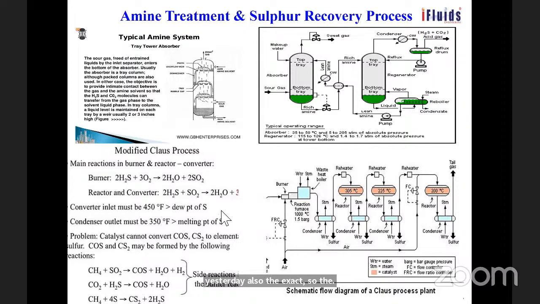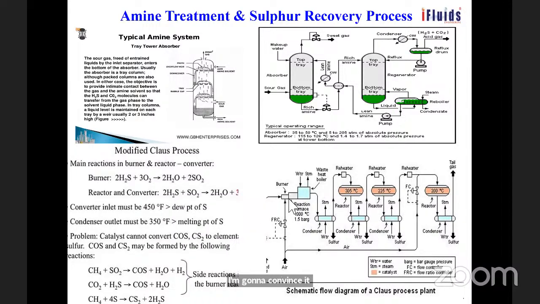This acid gas comes to the sulfur recovery unit, and here generally the Claus process is used, but there are other forms also. Here the H2S is basically burnt with oxygen and converted into sulfur dioxide plus water, and in the presence of catalyst in the reactor, it is converted to sulfur. So the converter inlet must be 450 degrees Fahrenheit. That is important, because of the dew point of sulfur. And the condenser outlet must be 350 degrees.